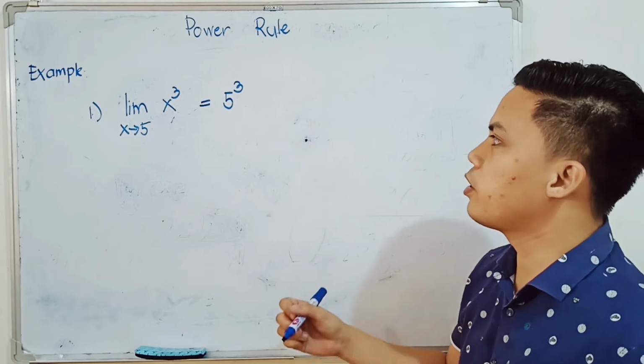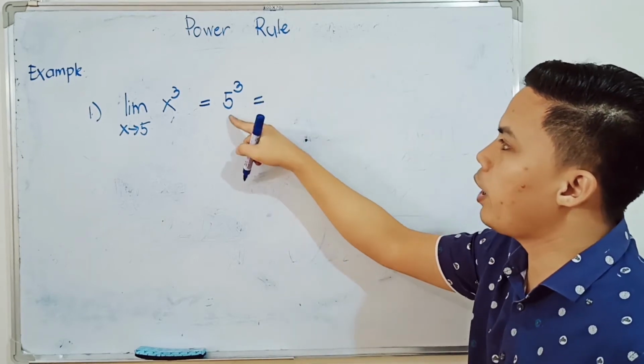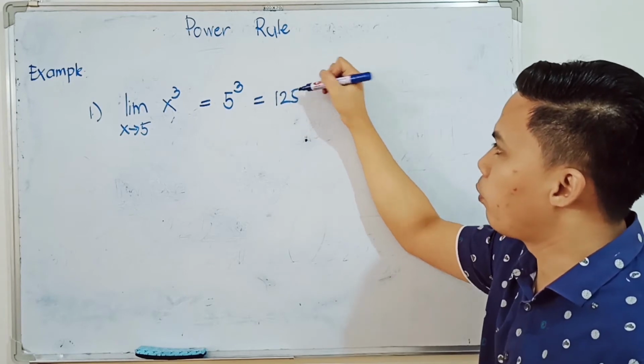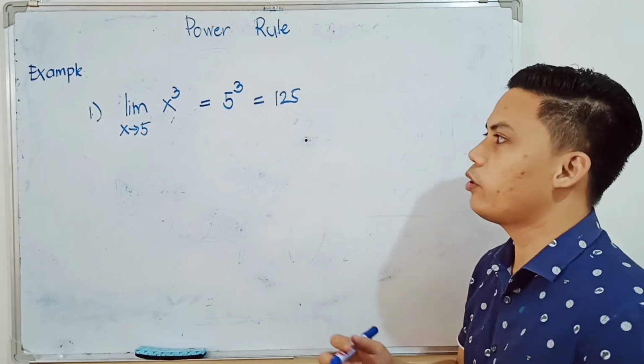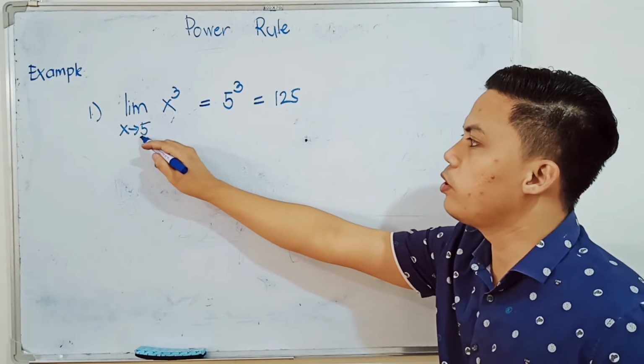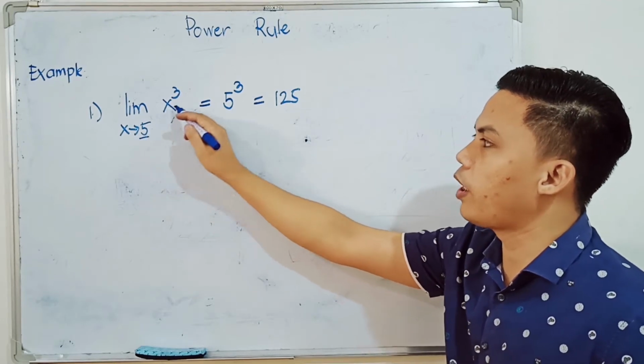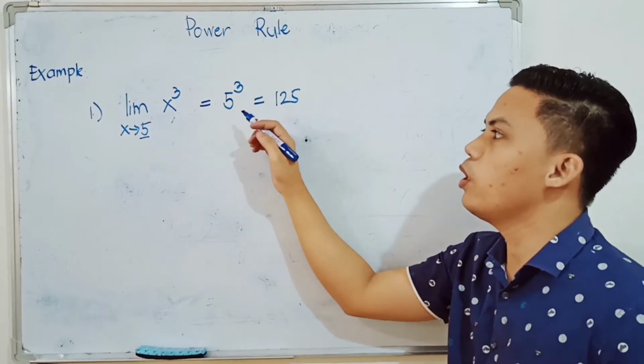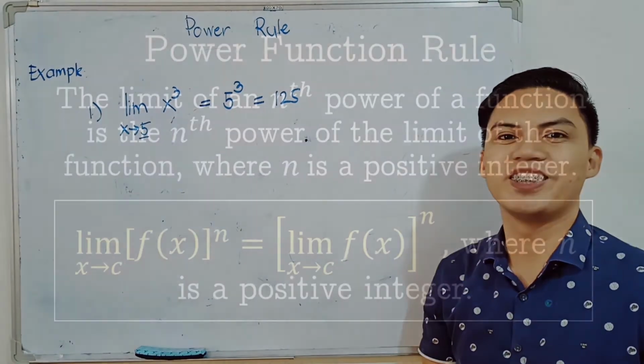So again, sisimplify lang natin. So 5 cubed, it would be equal to 125. So ganito lang kasimple. All we need to do is isa-substitute lang natin yung 5 in replacement sa value ni x. Then we're going to simplify yung given.